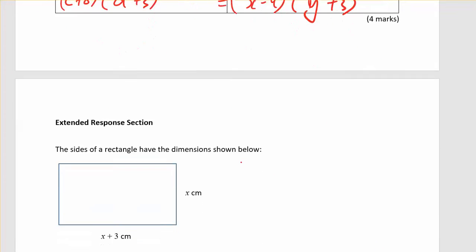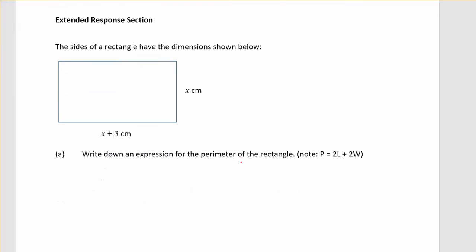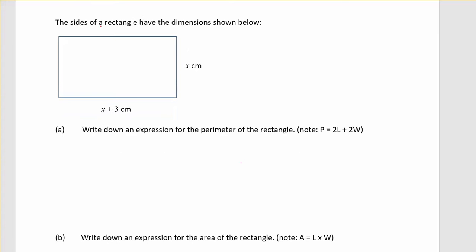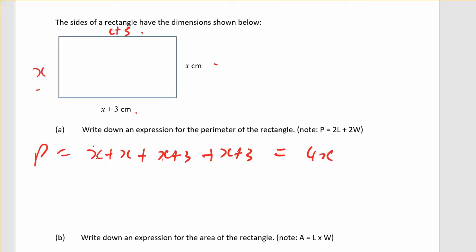Extended response question. So the sides of the rectangle have dimensions below. Write the expression for the perimeter. So perimeter is twice the length and twice the width. That's x plus 3. That's x, okay, because I know they're the same. So the perimeter is that plus that plus that plus that. So add them all together. We've got x plus x plus x plus 3 plus x plus 3. Okay, so 1, 2, 3, 4, 4 x's. So this is perimeter. 4 x's plus 3 plus 3 is 6 meters.